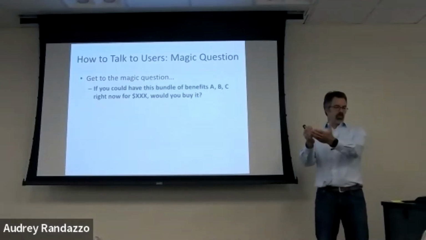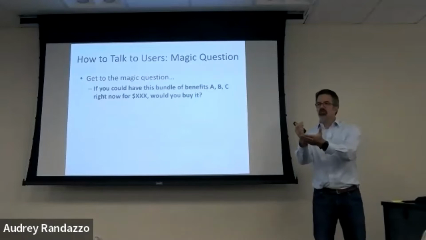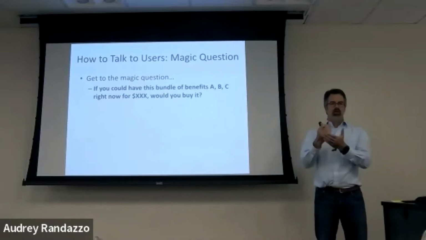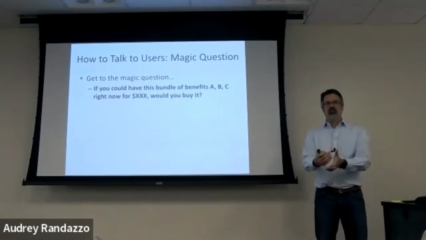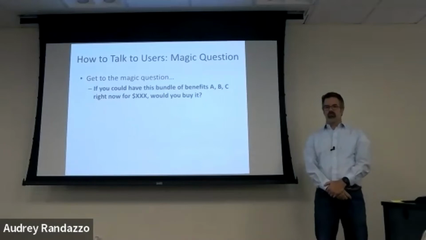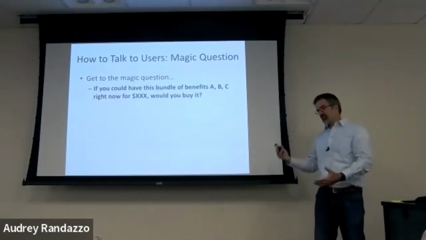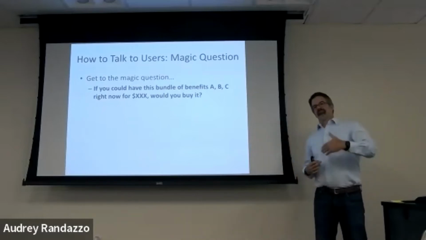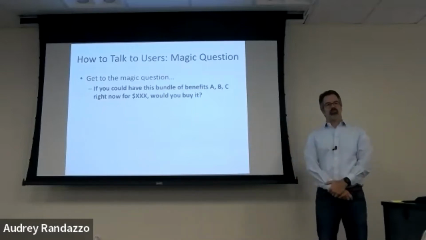If you could have this bundle of benefits, A, B, and C, whatever it is, right now, would you pay X dollars for it? Don't screw around. Is it worth it to you? Because you have an idea what it might cost to make. Is it worth as much to solve that problem?